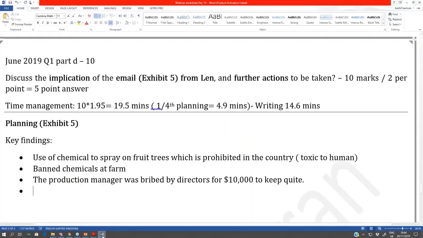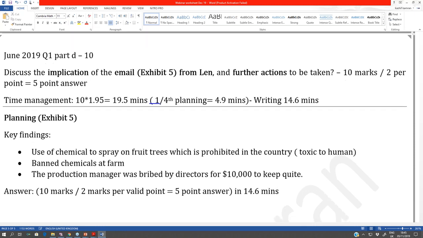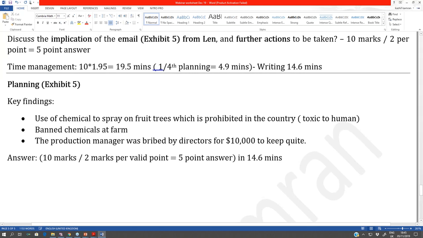Okay, let's see what's happening here. We need to plan the answer now. And we have a 10 marks answer divided by 2 marks per valid point. And we need to write a 5-point answer. And that is to be written in 14.6 minutes. Discuss the implication of the email you got from Len. I think if I make my sketch answer and then convert the sketch answer to paragraphs.